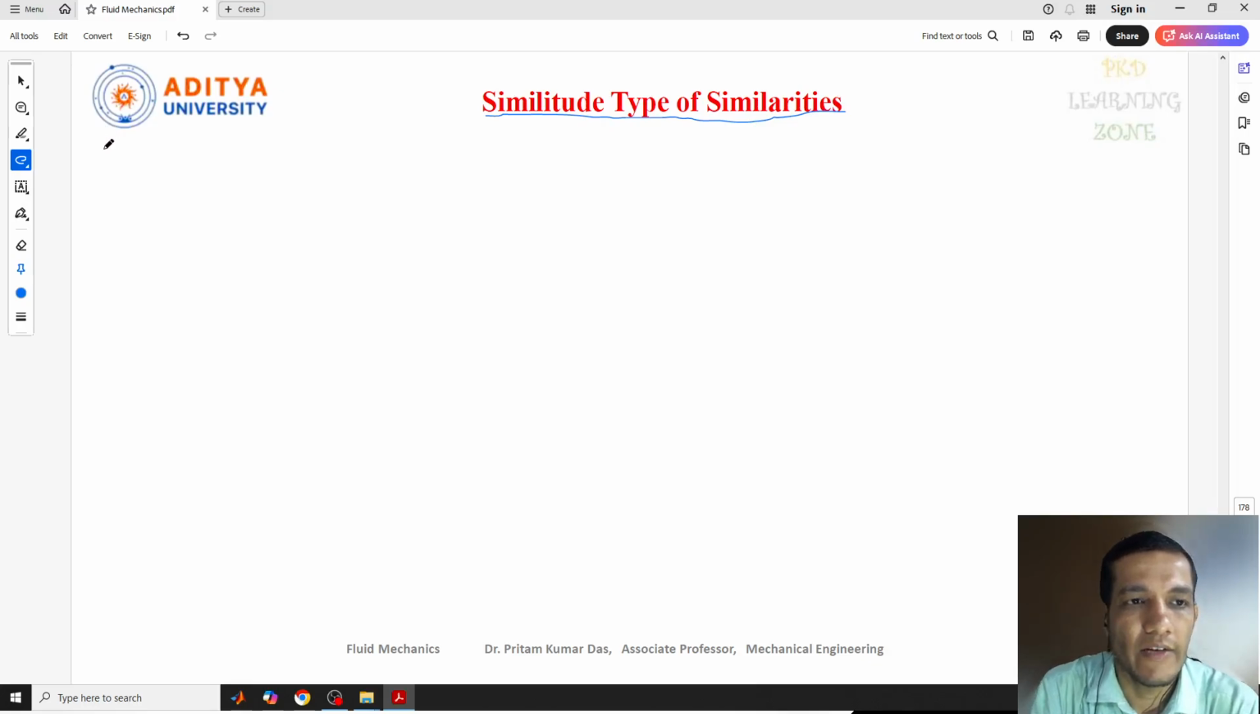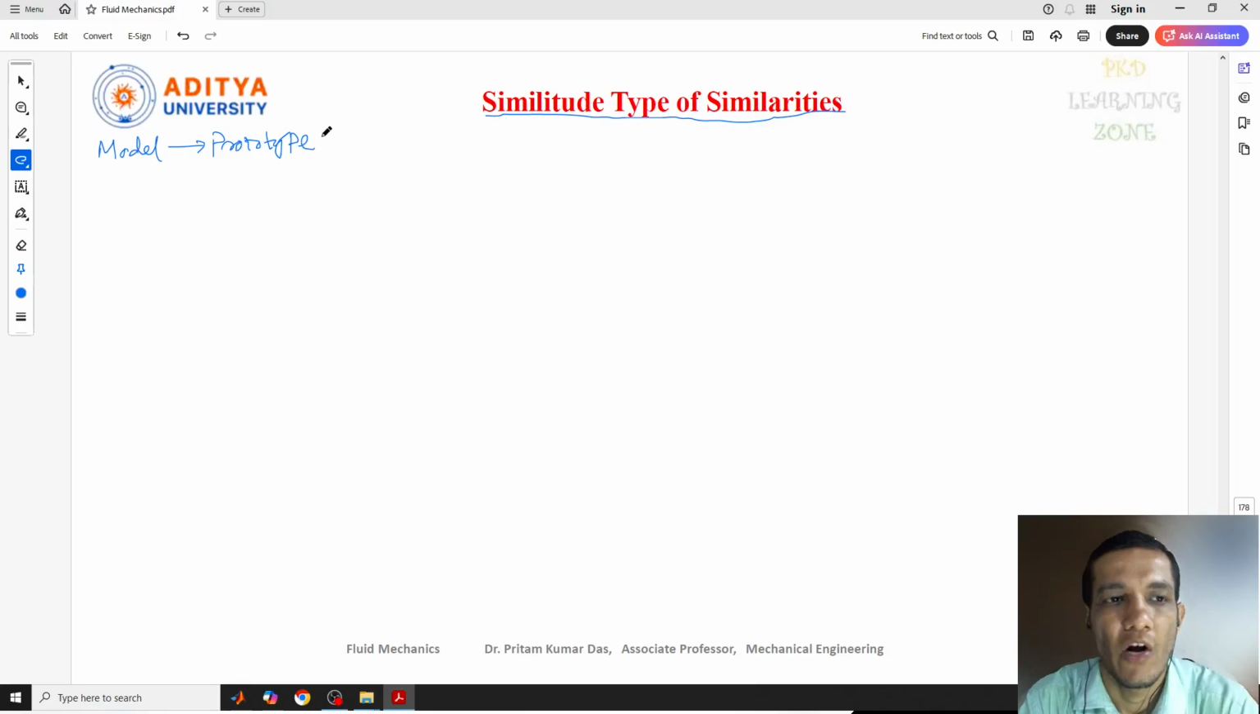What is the difference between model and prototype? One is the model and another one is the prototype. Once you create a model, it is a replica of a structure or any kind of design, either a machine or any kind of structure. Before going to the actual setup, we need to do some kind of models. Then that model will be converted into a prototype. So the similarity between this model and prototype should be the same.